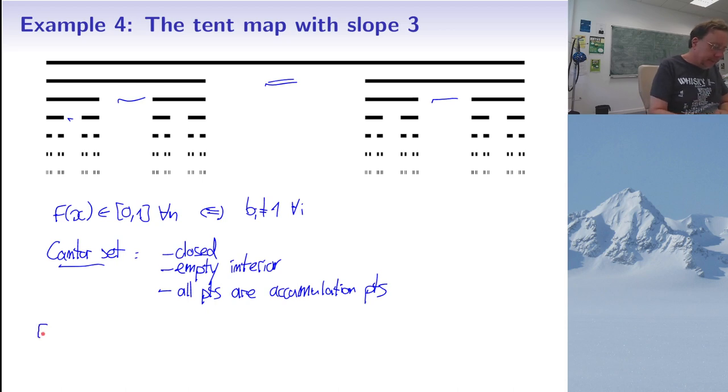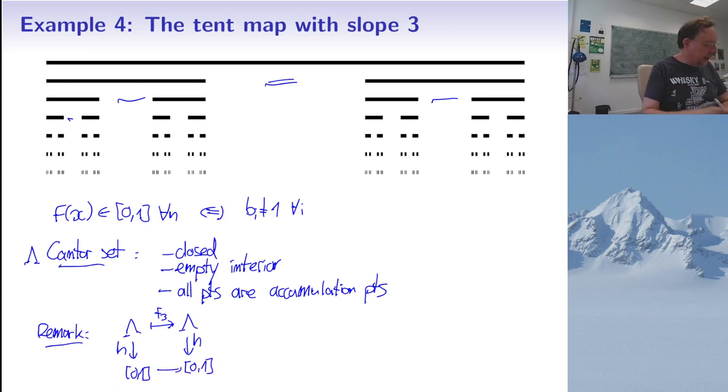Now another remark is that, if I call this Cantor set lambda, and I now just look at the map, my tent map F3 restricted to lambda, so I only look at initial states of lambda, and then I know I will remain there forever, I can actually find a map H such that after applying H, here I will have the tent map F2. So I'm saying here that up to a transformation H, my tent map with slope 3 restricted to the Cantor set is actually equivalent to the tent map of slope 2 we've seen before. And what is the definition of H?